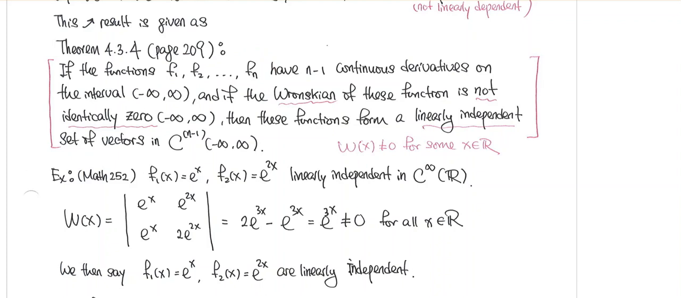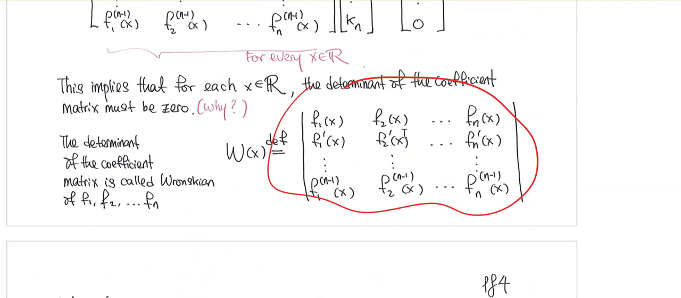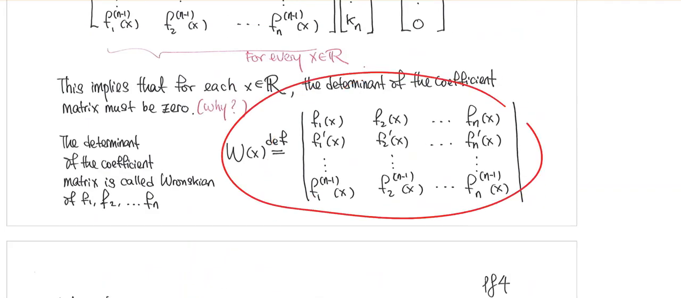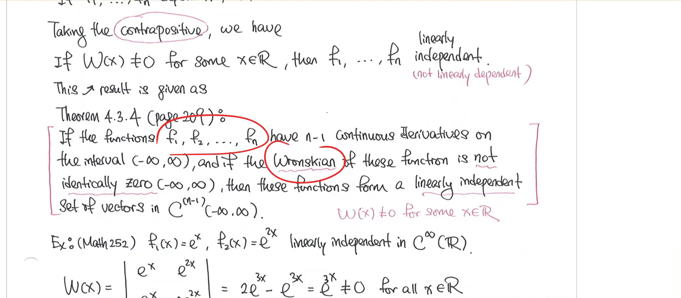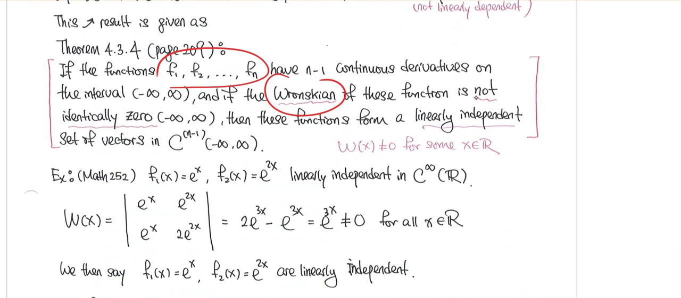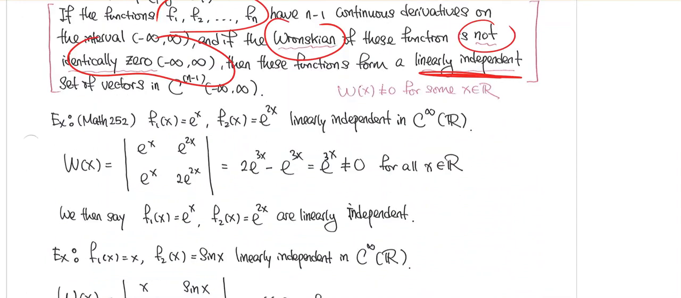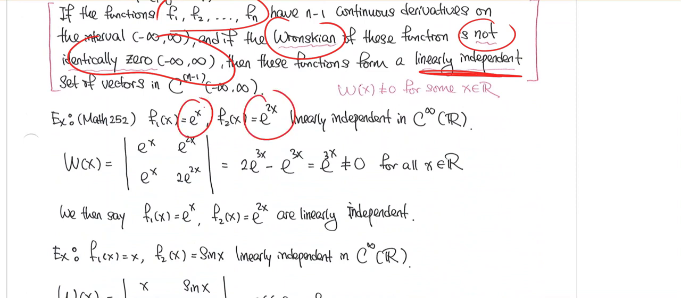So this theorem says that if you want to figure out whether functions are independent or not, you compute the Wronskian. What's the Wronskian? The Wronskian is the determinant of this matrix right here. If you compute the Wronskian and find that it is not identically zero in the domain of the functions, then we say that they are linearly independent. So here is an example, e^x and e^2x. Can you write e^x as a multiple of e^2x, for example?